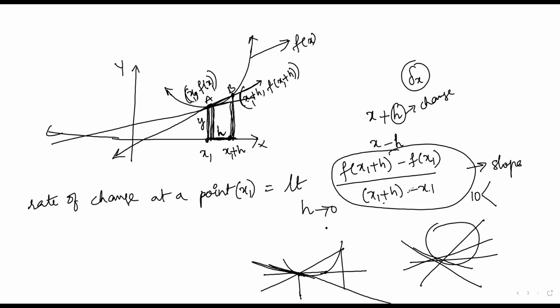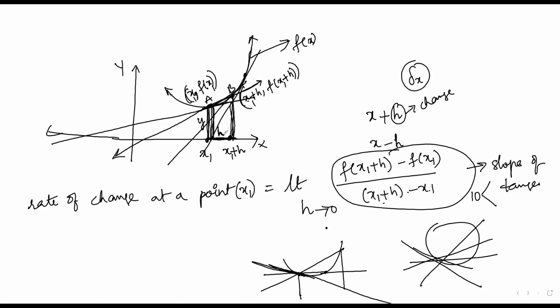Now the slope of what do you get? Slope of the tangent. The slope of the tangent means rate of change. Now this tangent is here. When it comes to a point, the tangent is like this. That means the curve is increasing.